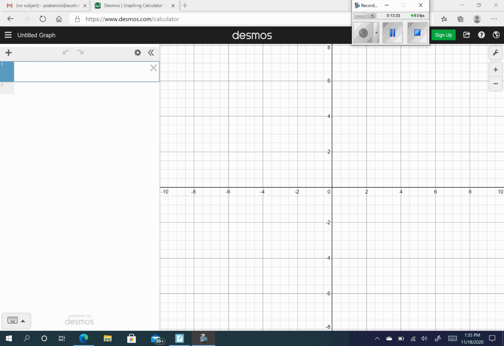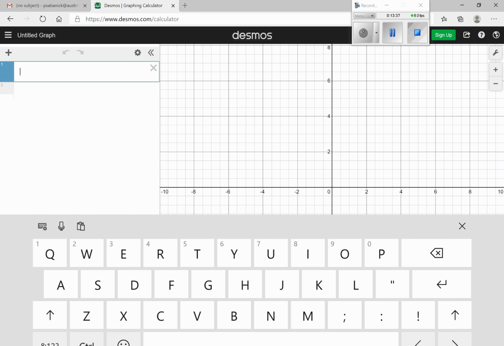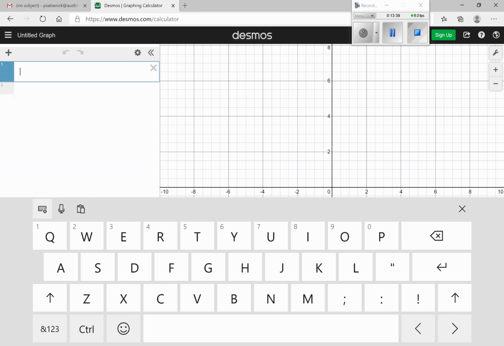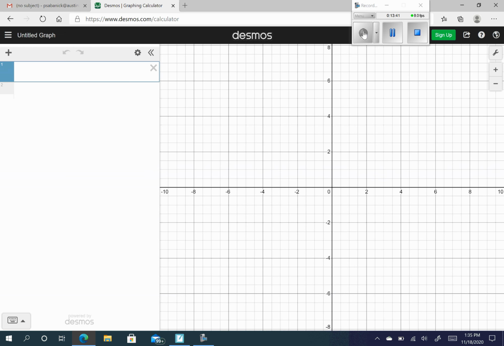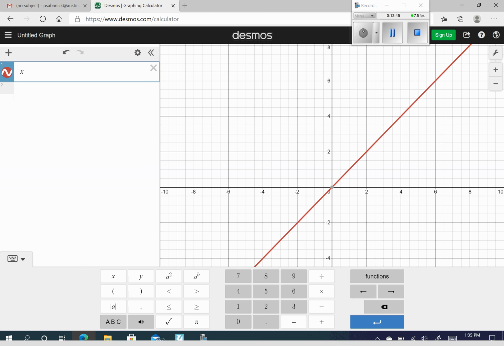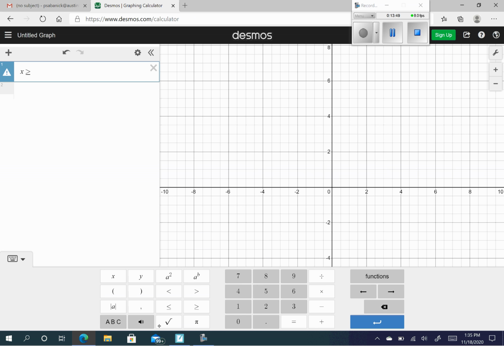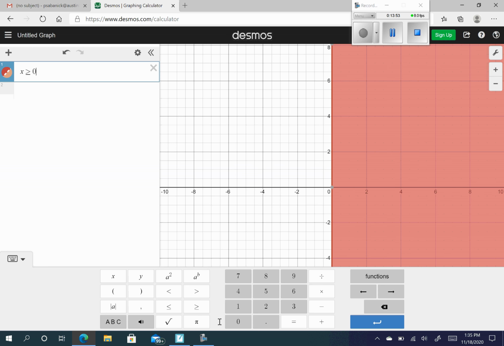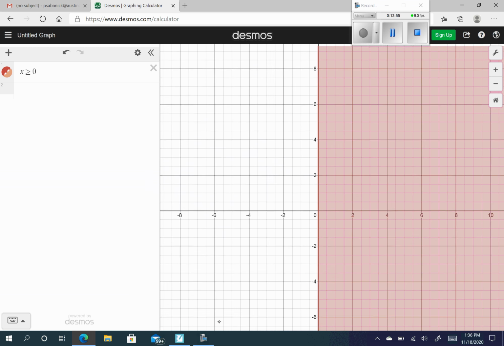Okay, so pause the video if you still need to go to a Desmos app. But what we're going to type in here, we're going to have x is greater than or equal to 0. Now notice what that graphed here. So we could kind of move this around a little bit.